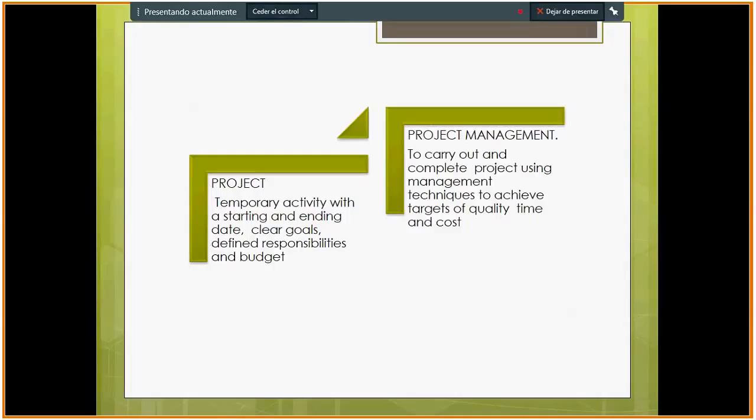Okay. Project is a temporary activity with a starting and ending date, clear goals, defined responsibilities, and budget, and project management is to carry out and complete a project using management techniques to achieve targets of quality, time, and costs.